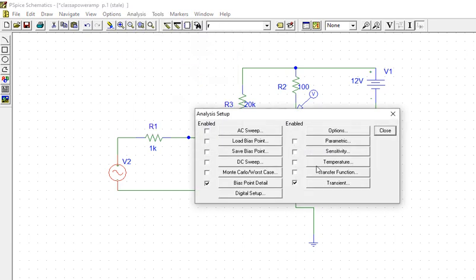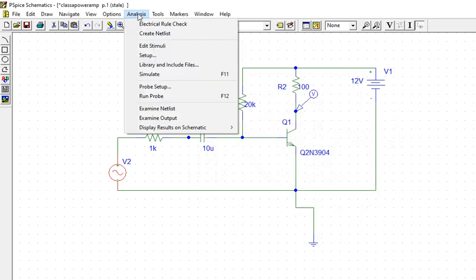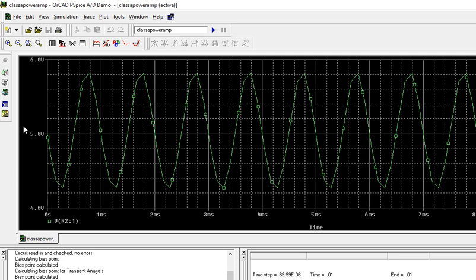For that, go to analyze again. We are taking only the transient, then analyze simulation. So this is the output voltage that we are getting. It is conducting fully for 360 degrees. This is called class A: the conduction angle is total, we are getting both the positive side and the negative side. And since it is series fed, you are getting actually 180 degrees phase shift out of this.